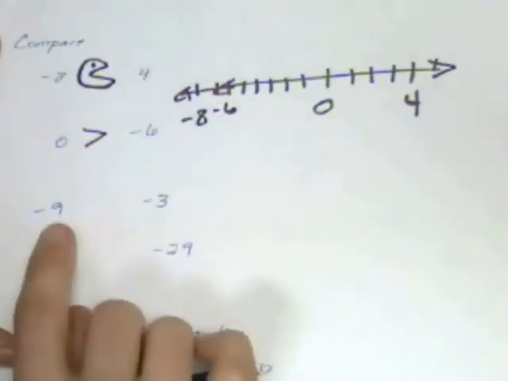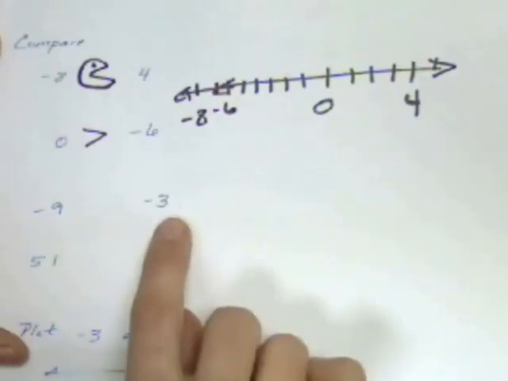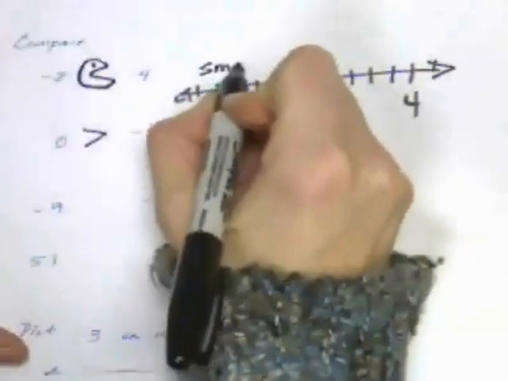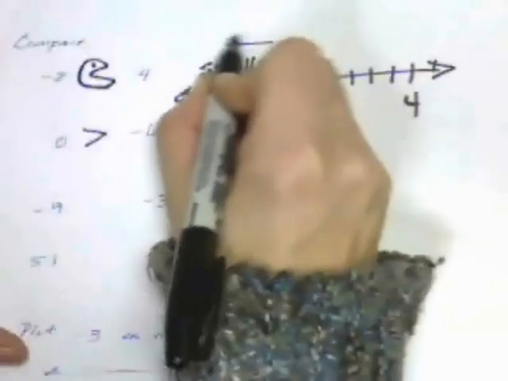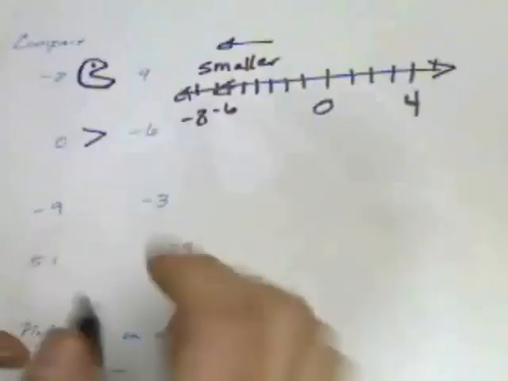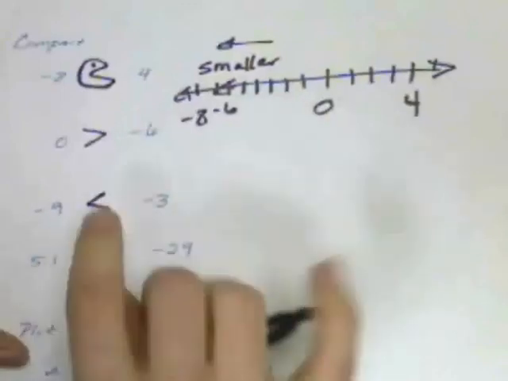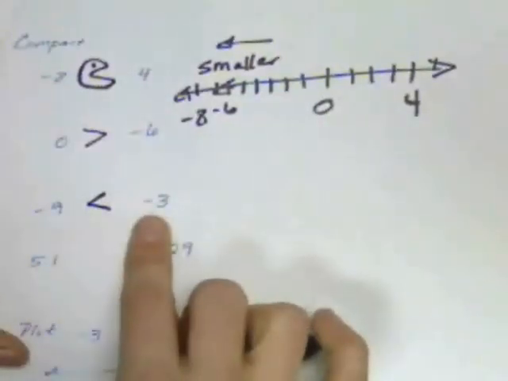Negative 9 and negative 3. Well, remember, more debt is not as good as less. Remember, as we go this way on the negative line, stuff's getting smaller. So more negative is smaller. That's less than. We'll open Pac-Man's mouth towards the negative 3.